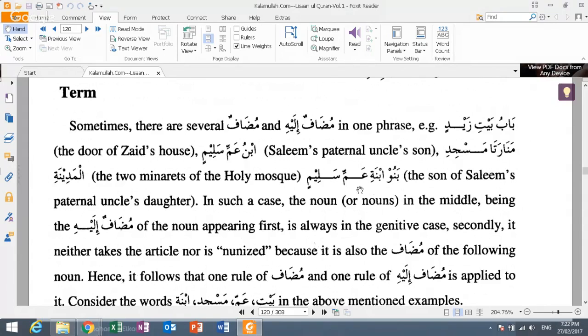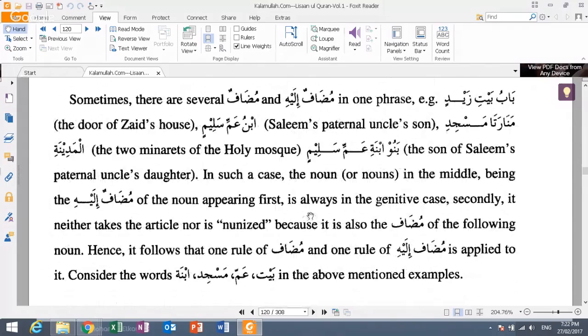Banubnati Ammi Salimin. The son of Salim's paternal uncle was called. See, mashallah, the chain, okay. In such a case, the noun or nouns in the middle, being the mudafun ilayh of the noun appearing first, is always in the genitive case. Secondly, it neither takes the article nor is nunized because it is also the mudaf of the following noun. That's why we have to take the tanween off. Hence, it follows that one rule of the mudaf and one rule of mudaf ilayh is applied to it.